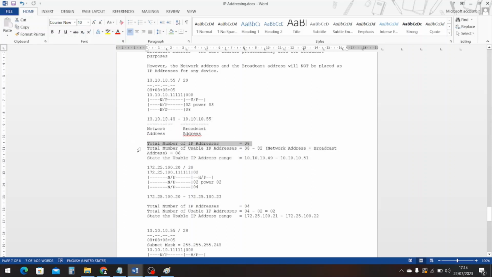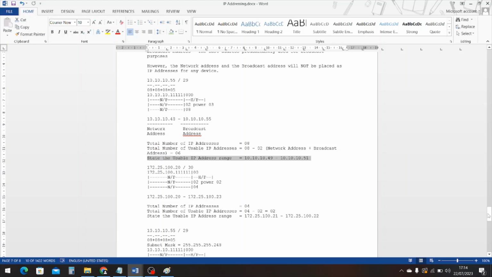I told you that you cannot use 2, which are the network address and the broadcast address. That means the total number of usable IP addresses. Previously it was the total number of IP addresses. Now the total number of usable IP addresses is going to be 6. The usable IP address range, if you remove the 48 and the 55, which you cannot allocate to a particular device, is 49 to 54.